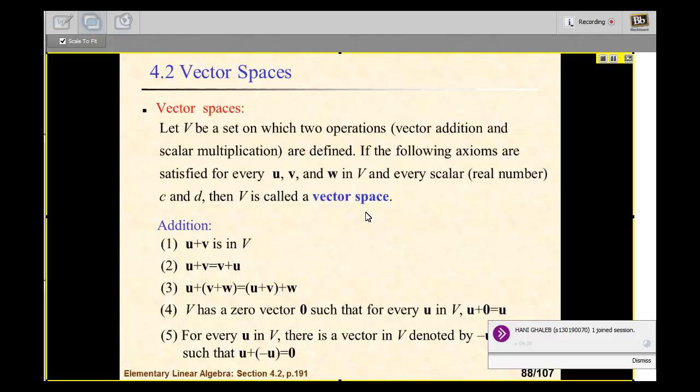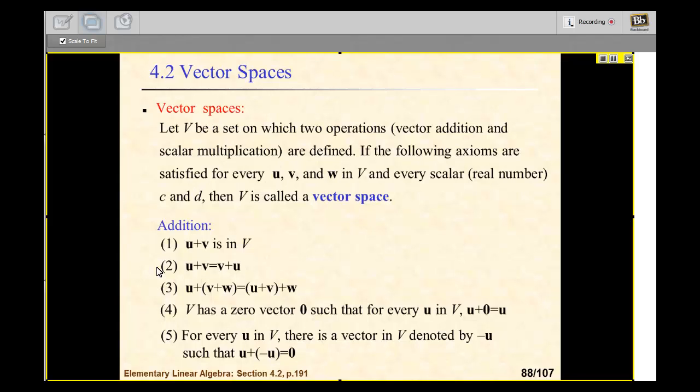Meaning, there are 10 properties. If all the 10 properties hold, then we say that it is a vector space. If any one of the properties does not hold, then it is not a vector space. The first 5 properties belong to addition, that is, u plus v belongs to V. The second property is the commutative law. The third property is the associative law. The fourth property is existence of identity, and the fifth property is existence of inverse.